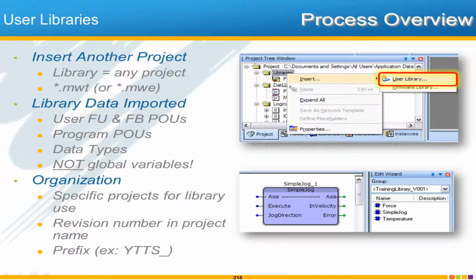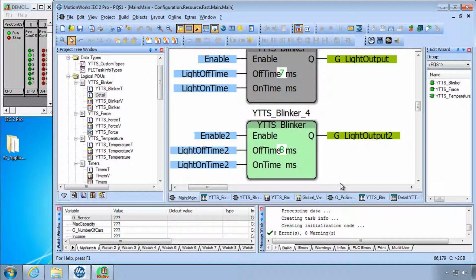Then for organization, any imported library will appear in your edit wizard under a new group with the name of that library. And it's a good idea to keep version numbers in those libraries just for good housekeeping. So that was real quick. I'd like to now show this, and you could go through and follow along with me and do this as well. It's the best way to learn.